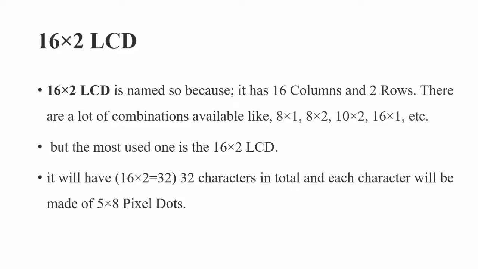There are a lot of combinations available in LCD models, like 8 cross 1 and 8 cross 2. 8 cross 2 means 8 columns and 2 rows, so it can display 16 characters. 10 cross 2 means 10 columns and 2 rows, so it can display 20 characters in that LCD model. Another one is 16 cross 1, which can display 16 characters, and so on. Most commonly used are the 16 cross 2 LCDs.